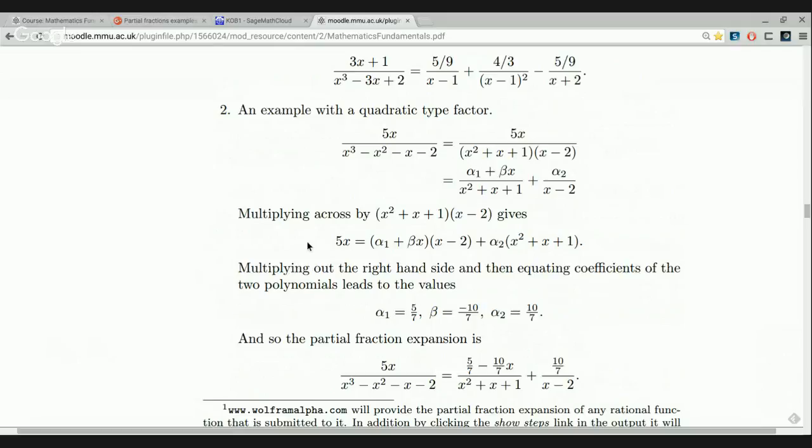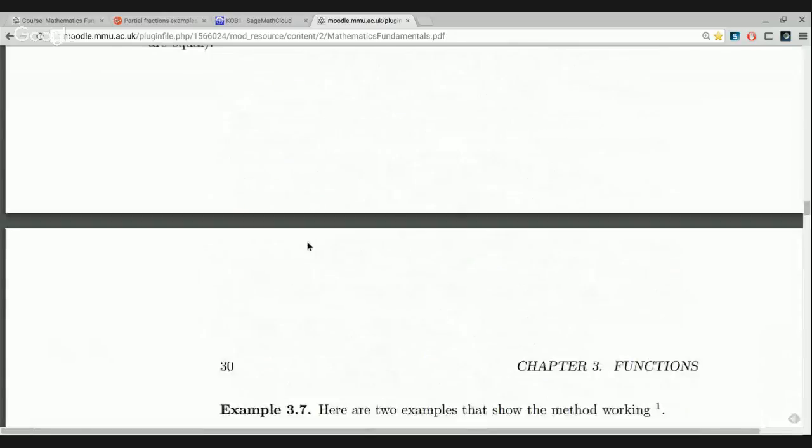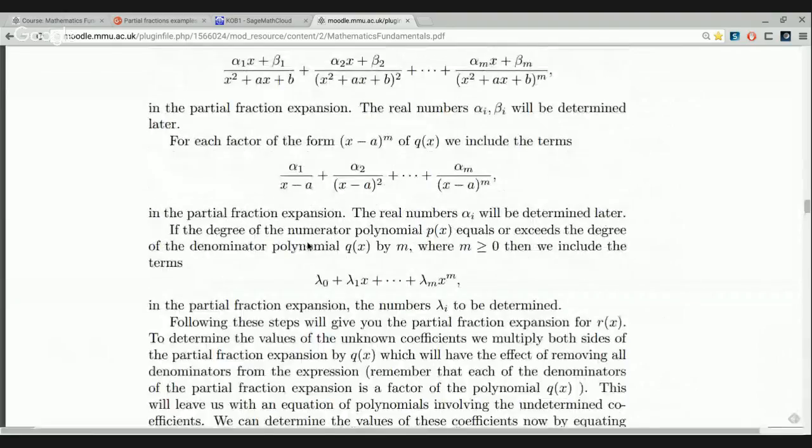Okay. So that's some examples of the partial fraction expansion. The general method is described over on the previous page. And there's a few example problems in the end of chapter exercises for you to have a look at.